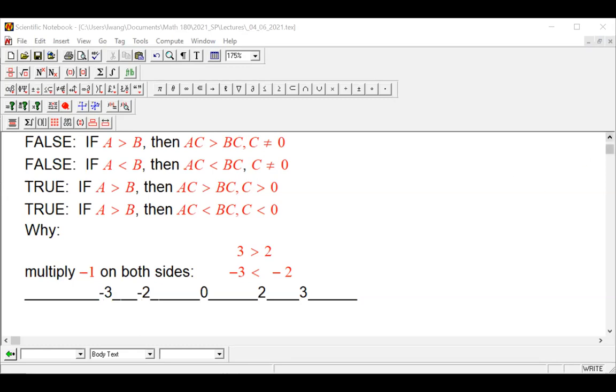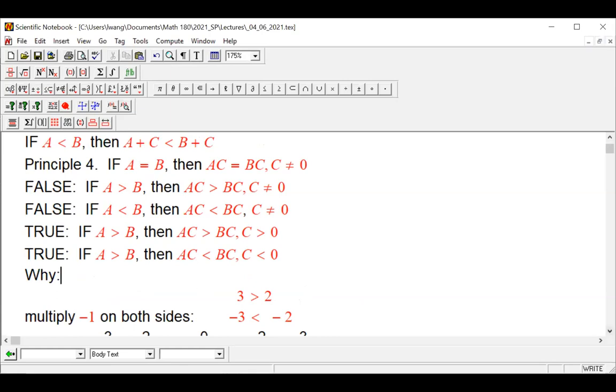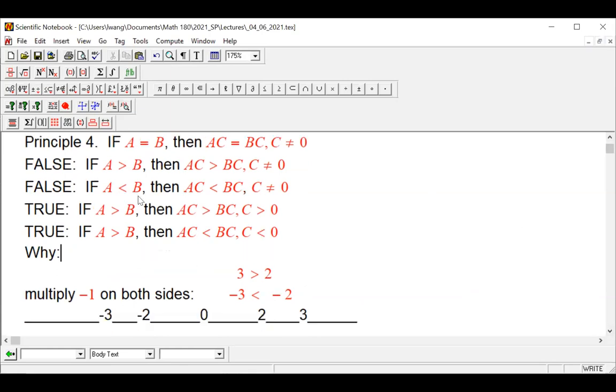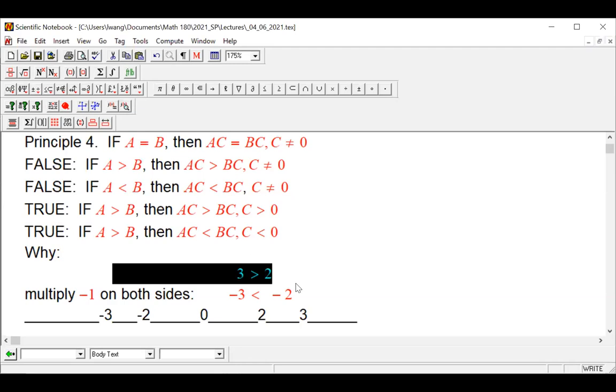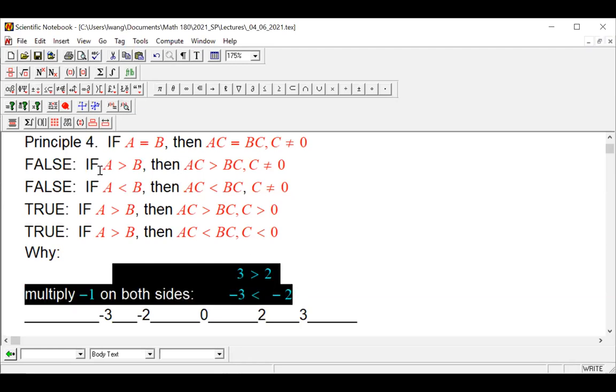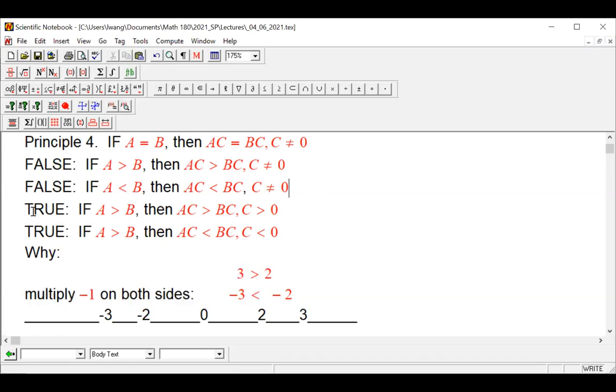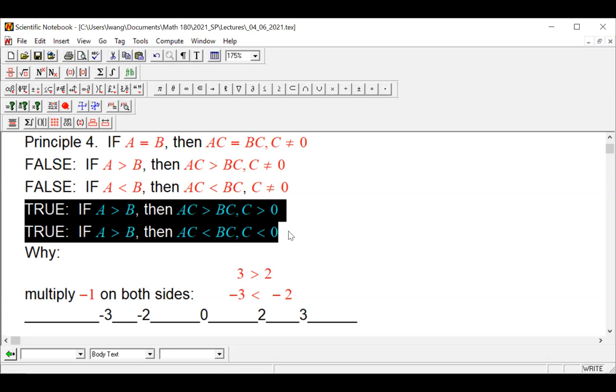That's why principle number 4, when it applies to inequality, is no longer true. And this will also serve as the counterexample to these false statements. Okay, so what are the true statements? The true statements are these two. When you multiply by positive, you don't switch. When you multiply by negative, you switch.